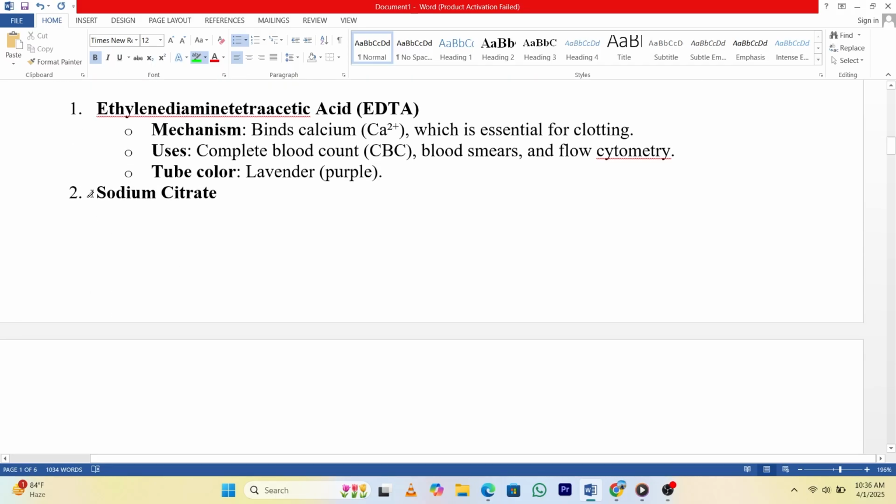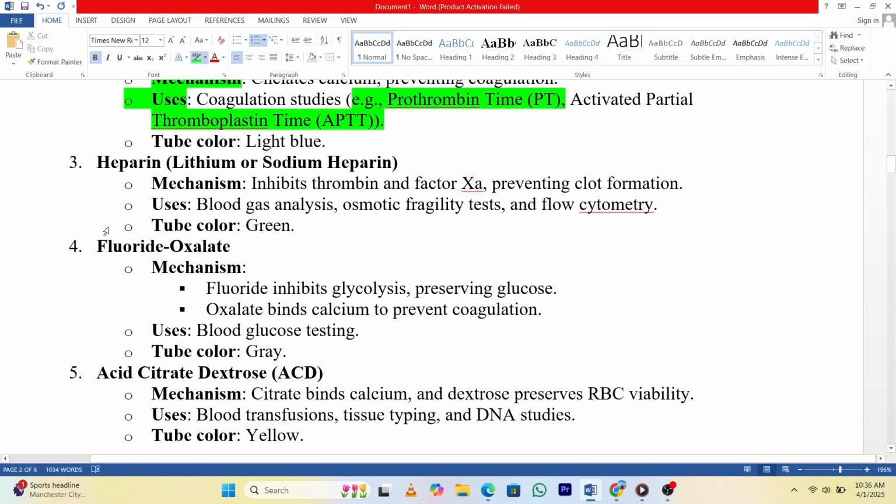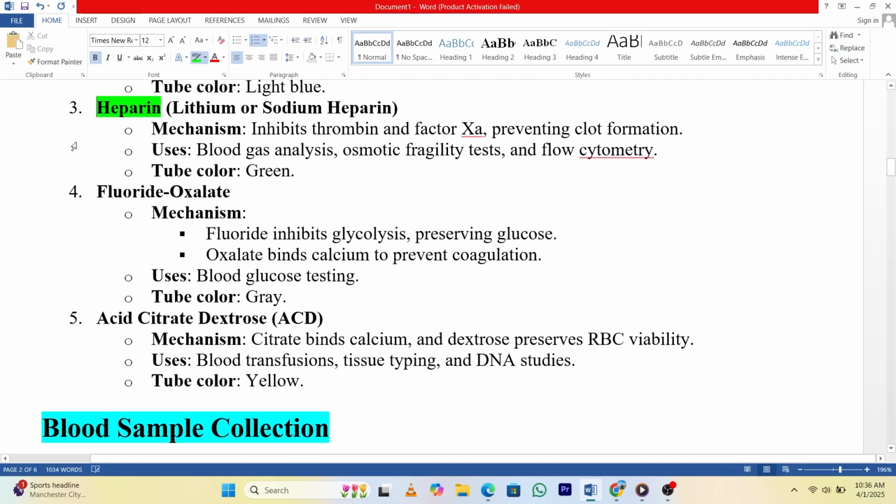2. Sodium citrate. Mechanism: chelates calcium, preventing coagulation. Uses: coagulation studies, e.g., prothrombin time, PT, activated partial thromboplastin time, APTT. Tube color: light blue. 3. Heparin, lithium or sodium heparin. Mechanism: inhibits thrombin and factor Xa, preventing clot formation. Uses: blood gas analysis, osmotic fragility tests, and flow cytometry.